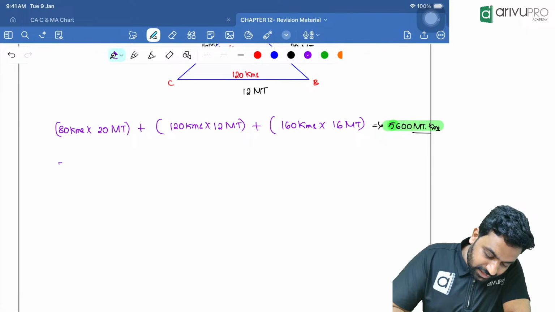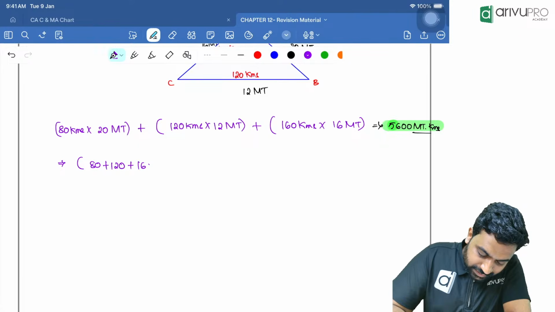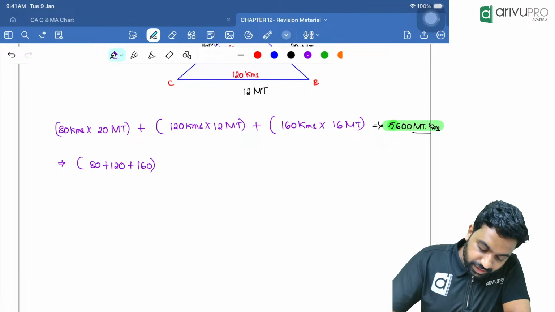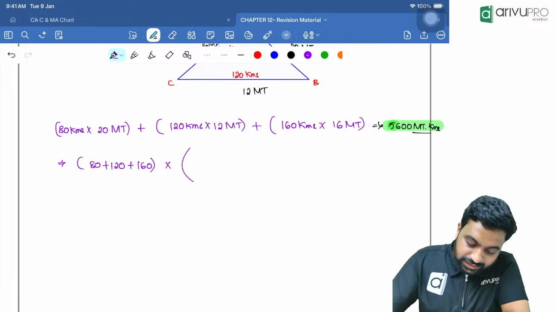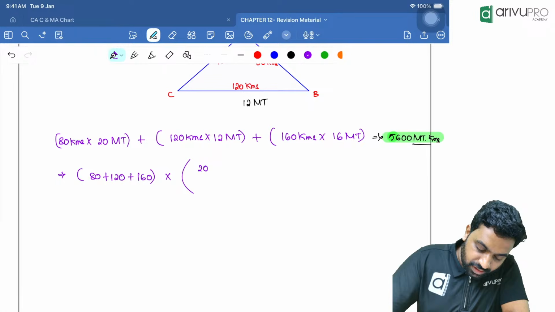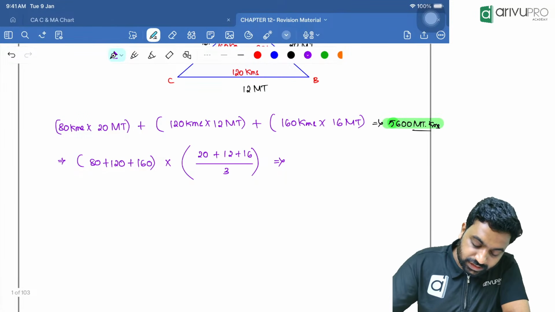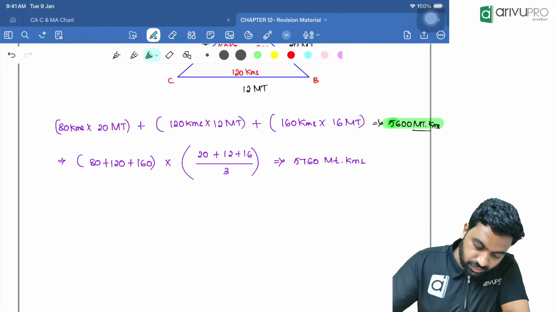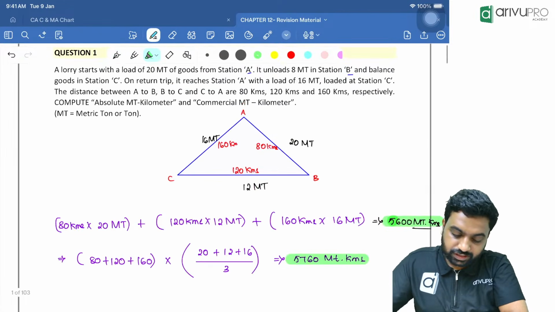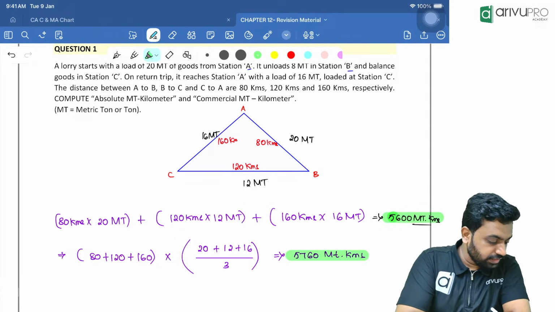Now, they are asking you commercial metric ton kilometer, that is nothing but your simple average. Correct? First, what is the distance you traveled? 80 plus 120 plus 160. Correct? Into average tons carried. Simple average because only one trip is there. 20 plus 12 plus 16 divided by total number of observations 3. So 32, 48, 48, 16. 16 into 360 gives 5,760 metric ton kilometers.